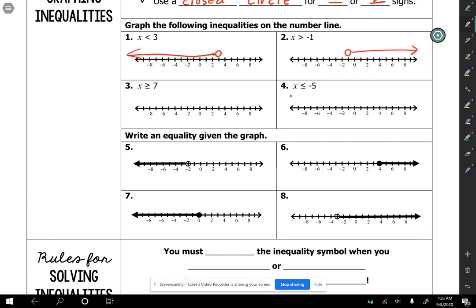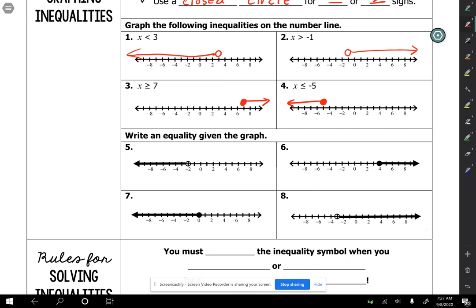That means all of the numbers greater than -1 are going to work for that expression. Now for 3 and 4, notice that there's a line underneath the symbol. We have a greater than or equal to symbol in number 3, and a less than or equal to symbol in number 4. So I'm going to use a closed circle on both. Closed circle above 7, color it in, and my arrow points to the right. In number 4, my closed circle is above -5, and it points to the left.